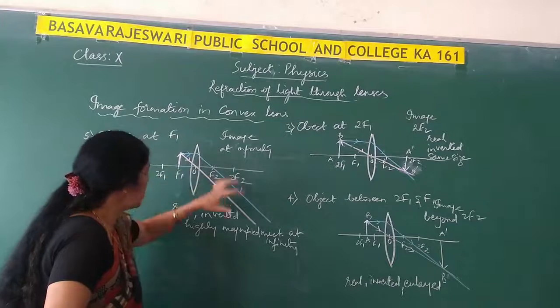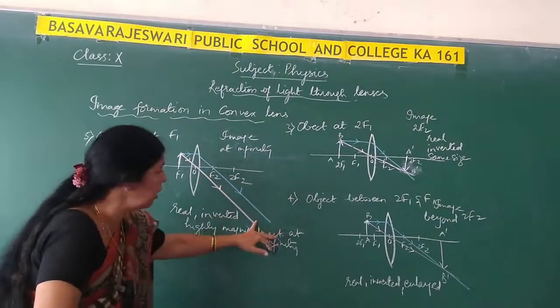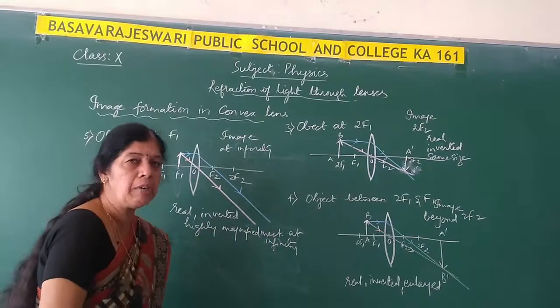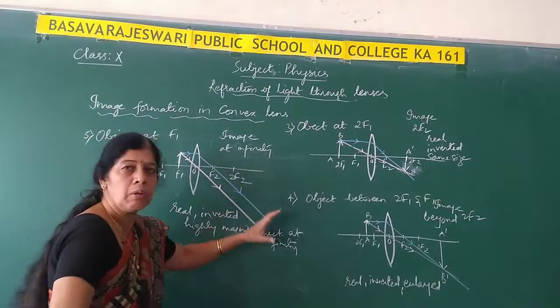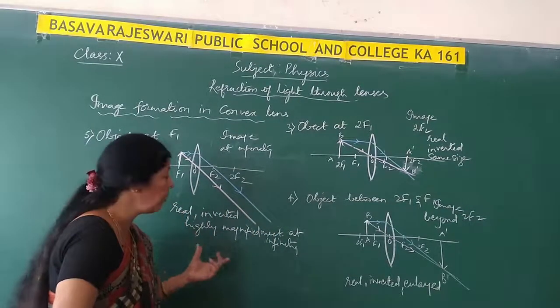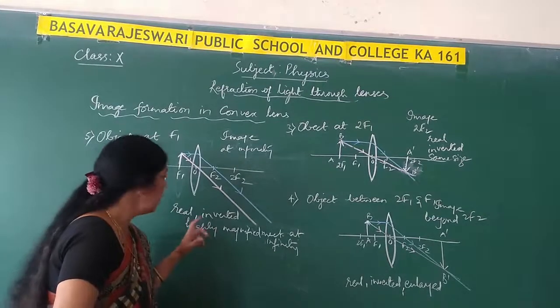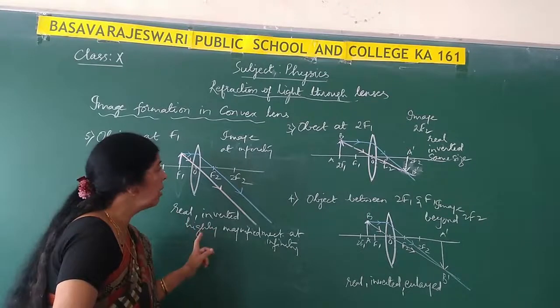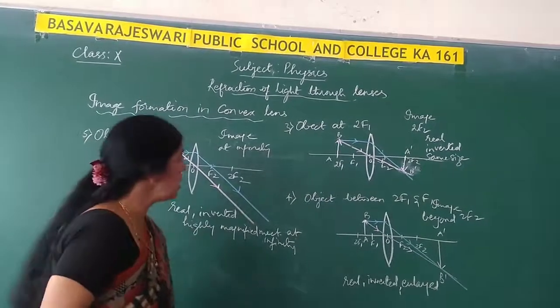Okay. So this is a very important case in the case of a convex lens when the object is at F1. Two rays you have to consider. After refraction, these two rays will not meet at any point. They will meet at infinity. At infinity the image will be formed. But when you try to catch the image on the screen, the image will be highly magnified, but it will not be clear. It will be blurred, but it will be real and inverted. Okay, this is the fifth case in the case of a convex lens.